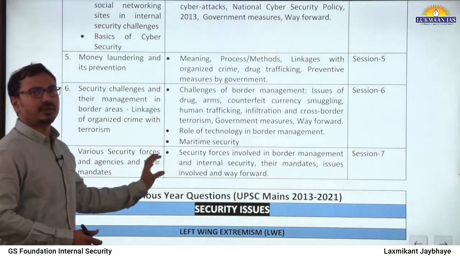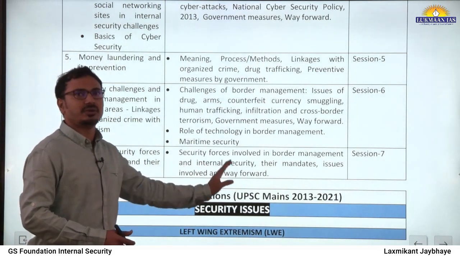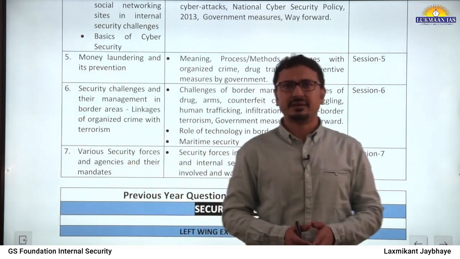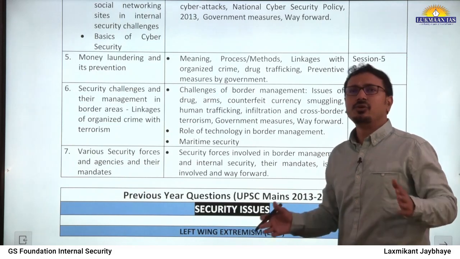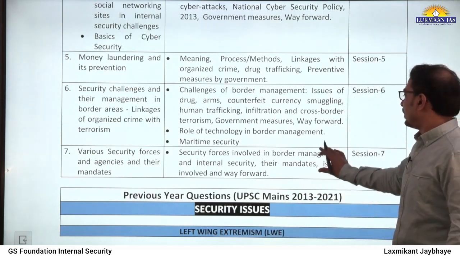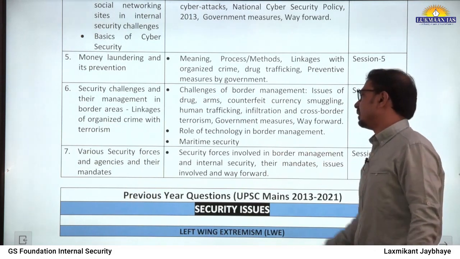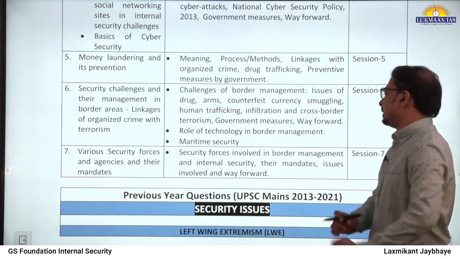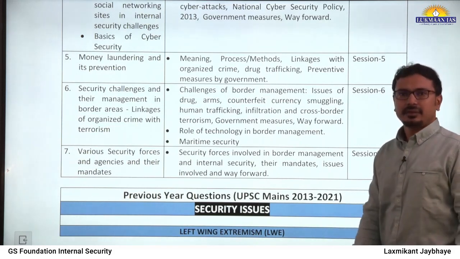And finally, various security forces and agencies and their mandates. So this is the last topic, which talks about the security forces, especially the Central Armed Police Forces, CAPFs, under the Ministry of Home Affairs. Okay, so we'll try to find out their mandate, how they are being used or utilized to ensure or deal with these internal security challenges.